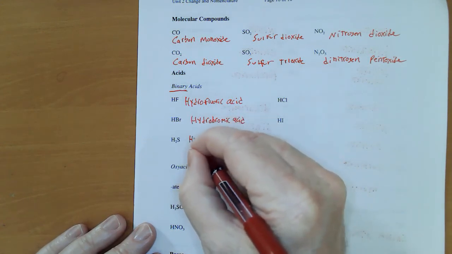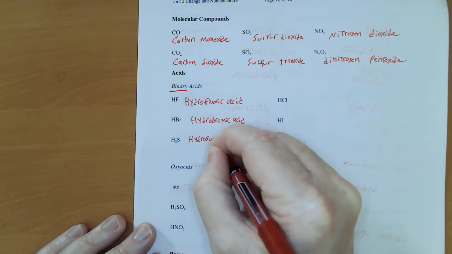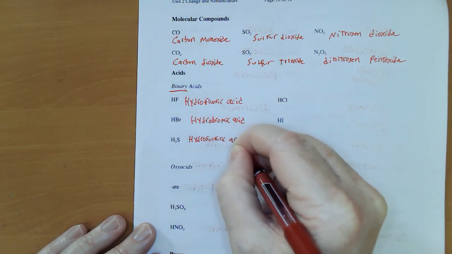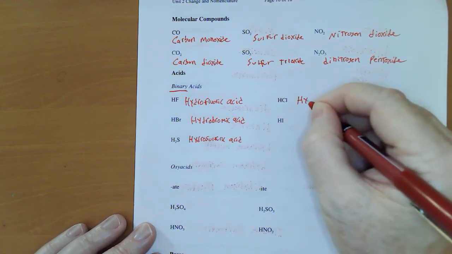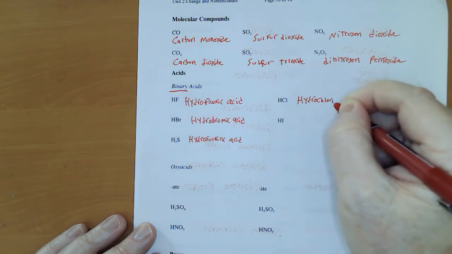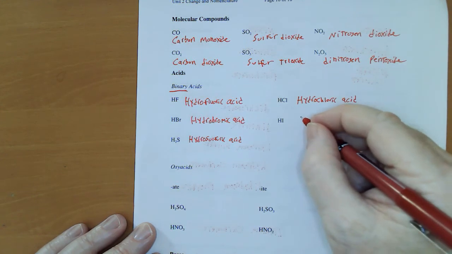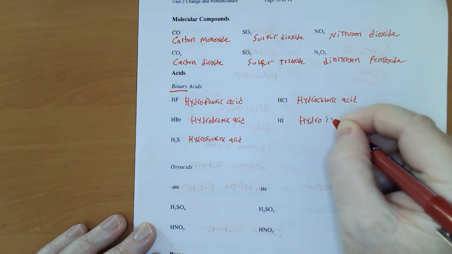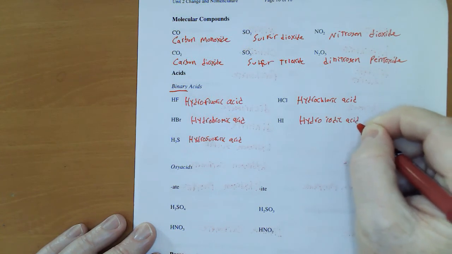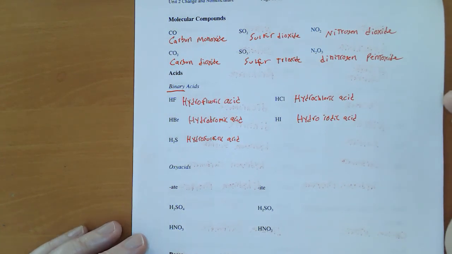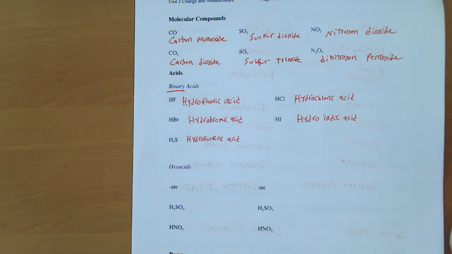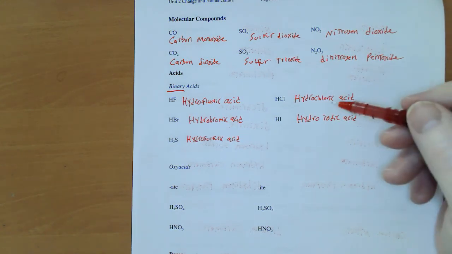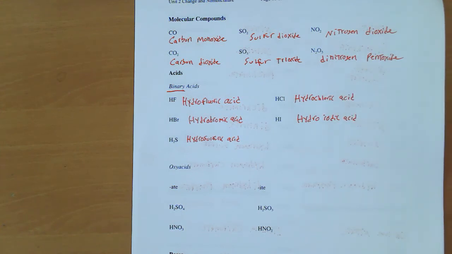Okay, hydrosulfuric acid, hydrochloric acid, and hydroiodic acid. Now, these are what we call the systematic names, the technical names. There are common names for these acids too, but we don't use them. I know when I was a kid, hydrochloric acid was sometimes called muriatic acid when it was sold in swimming pool supply stores.